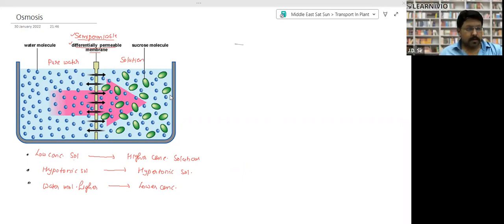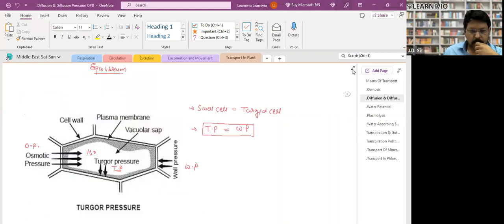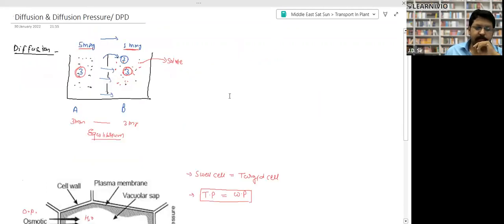Fine. So, osmosis, we discussed osmosis yesterday. Now we are going to start with the next topic. This is important. You'll get questions from here. This diagram, right?